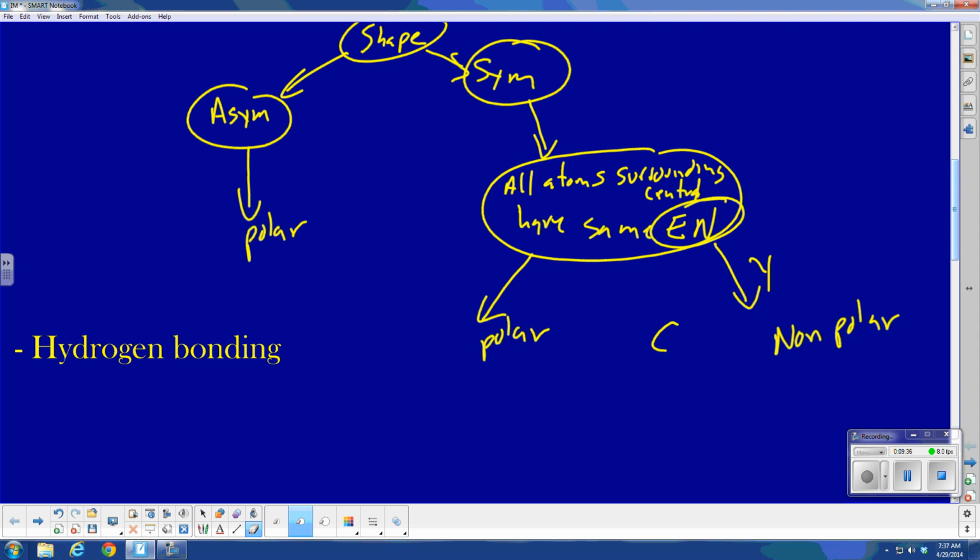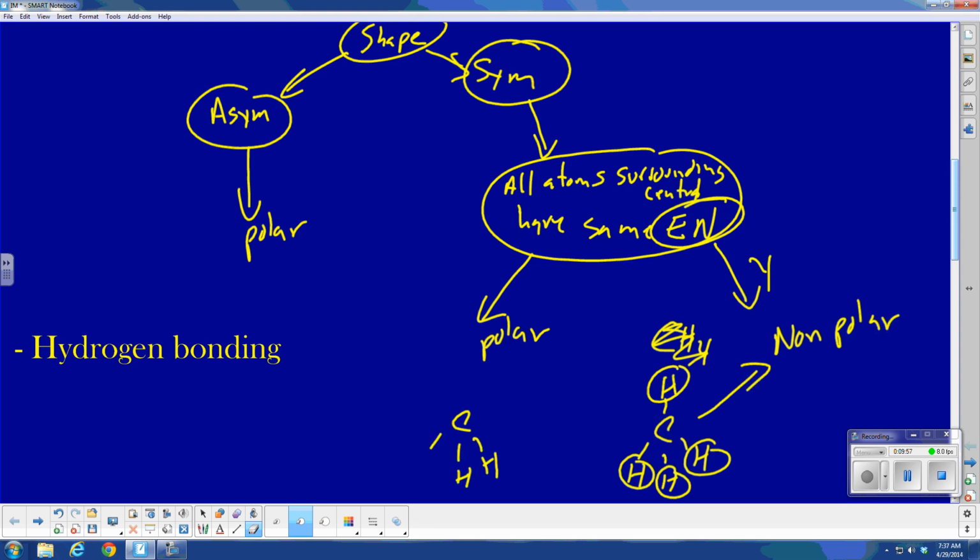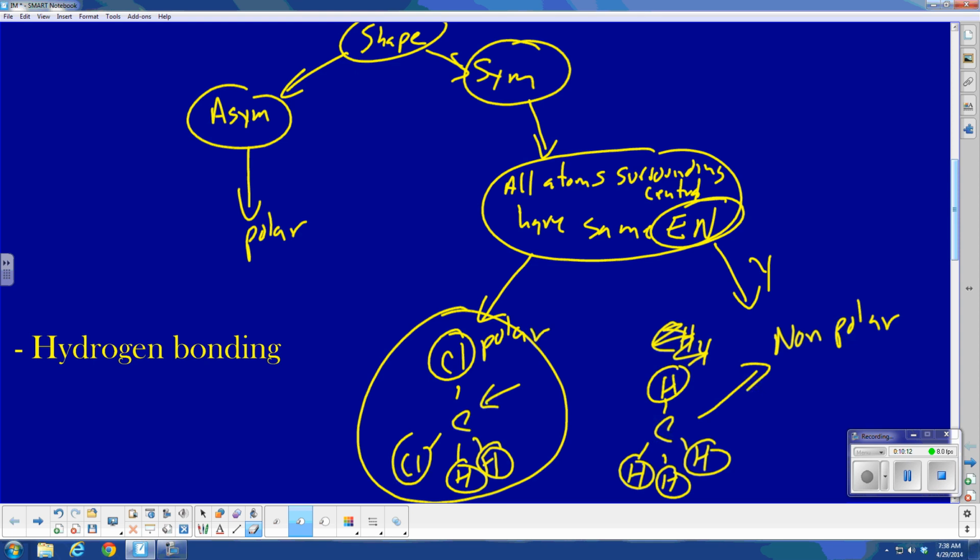For instance, here we have CH4. Let's draw this in a different way. We have CH4, it's a tetrahedral. That is a symmetric shape. All my atoms around my central atom are the same, so it is nonpolar. But if I have Cl, Cl, then I have two atoms which are not the same as the others, and although this is a tetrahedral, which is a symmetric shape, since I don't have the same thing surrounding it, this would be a polar molecule.